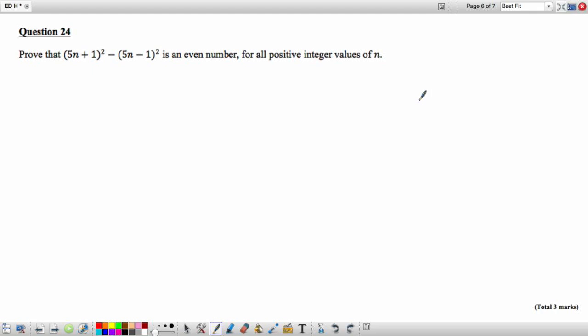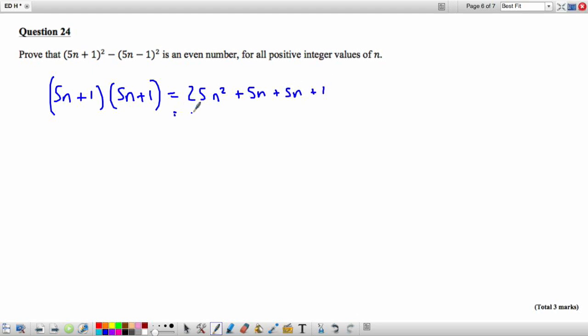Question 24. Prove that this expression is an even number for all positive integer values for n. Let's start by expanding our brackets here. So we have 5n plus 1 squared, so we multiply it by itself. That's going to give us 25n squared plus 5n plus 5n plus 1, which is equal to 25n squared plus 10n plus 1. Expanding our second part here, 5n subtract 1, close bracket, 5n subtract 1, close bracket.